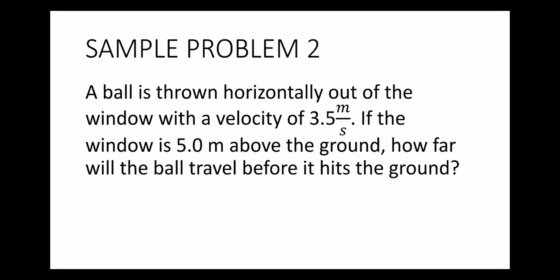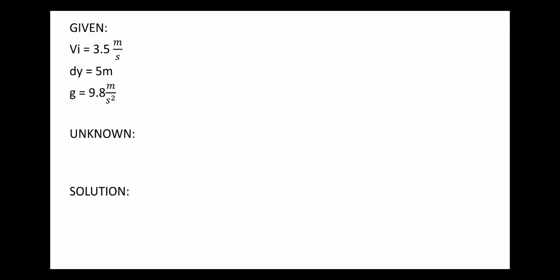Next problem. A ball is thrown horizontally out of the window with a velocity of 3.5 meters per second. If the window is 5 meters above the ground, how far will the ball travel before it hits the ground? Okay, so this problem is almost the same as the first. So given, we have vi is equal to 3.5 meters per second, dy is equal to 5 meters, and g is 9.8 meters per second squared. I'm sorry for the noise. Okay, so the unknown here is the dx.